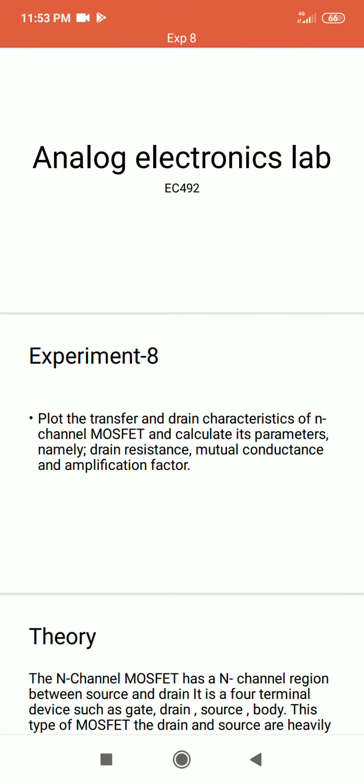Today I will discuss experiment number 8: plot the transfer and drain characteristics of N-channel MOSFET and calculate its parameters, namely drain resistance, mutual conductance and amplification factor.